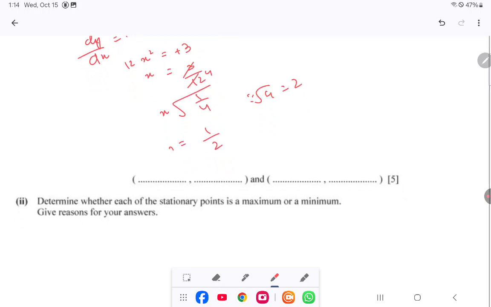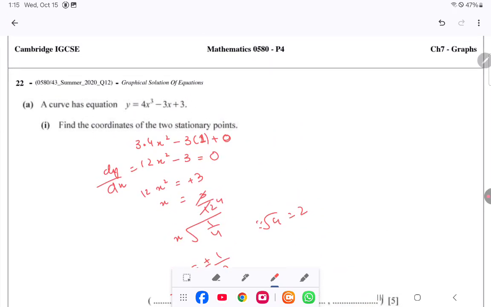This is our x value, but in positive and negative. So x gives two values, one for positive and one for negative. Now what we have to do is put these two values in the first equation to get the values of y also. So put positive half and then negative half.